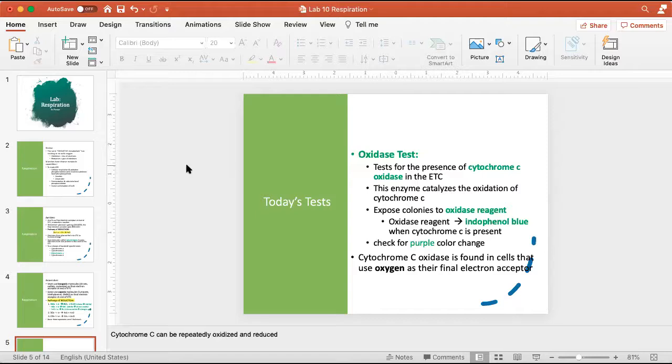And you are probably not surprised to hear me say that there's an enzyme involved in that. And that enzyme is called cytochrome C oxidase. So cytochrome C oxidase is the enzyme that allows cytochrome C to do its work, to receive electrons from one protein and then give them away to the next protein.